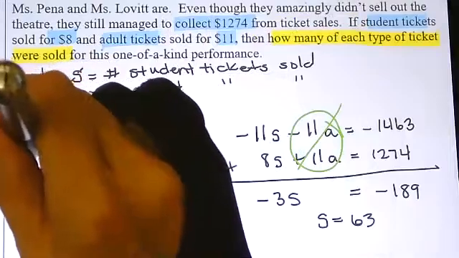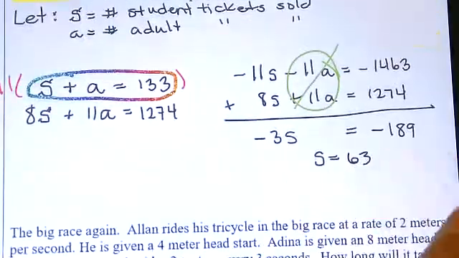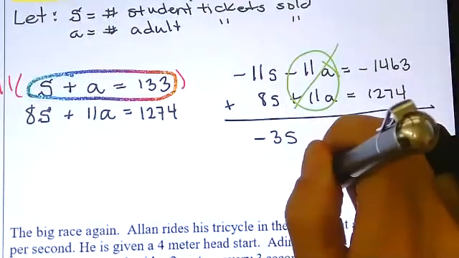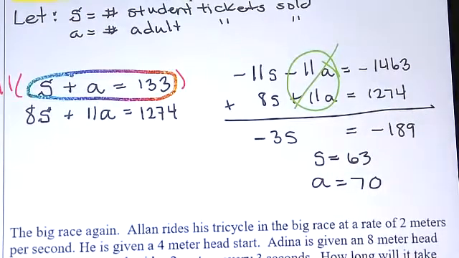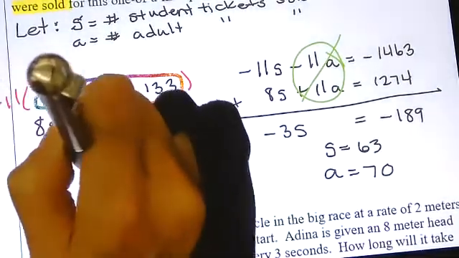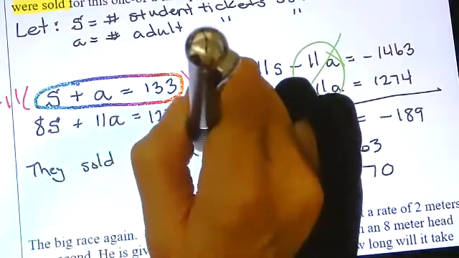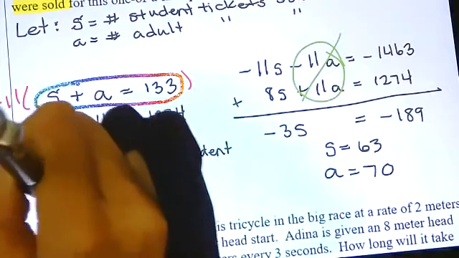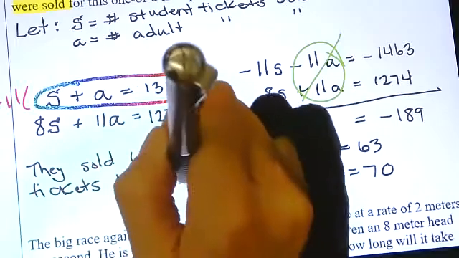And remember this equation, this is my easier equation. They sold a total of 133 tickets. If 63 of them were student tickets, that leaves 70 to be adult tickets, because these two have to add up to 133. So I actually know the answer here. So they sold 63 student tickets and 70 adult tickets.